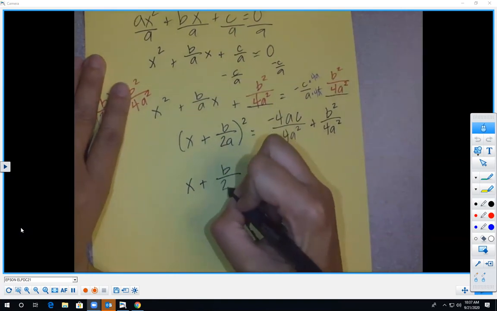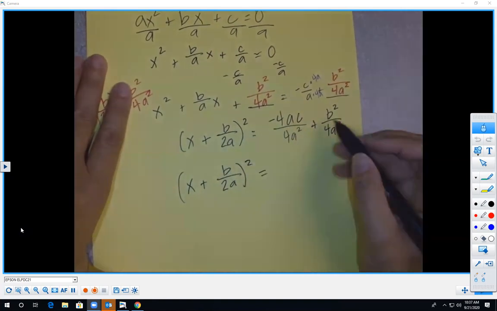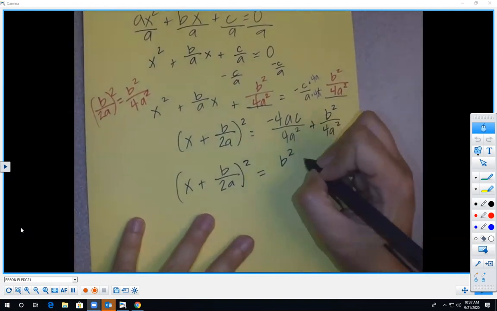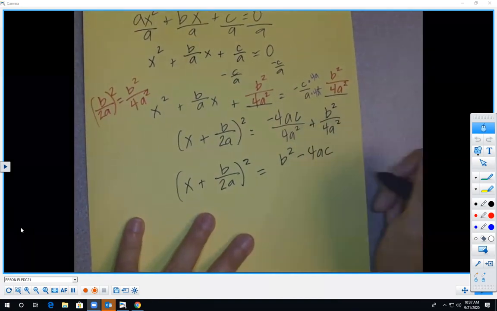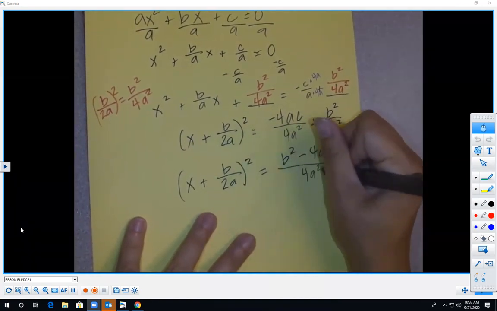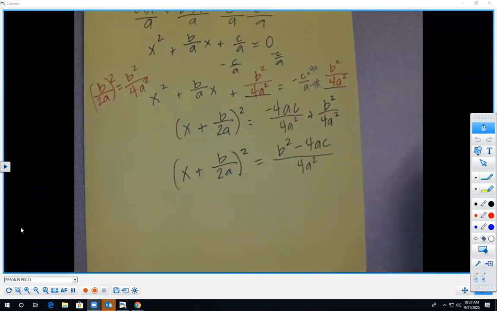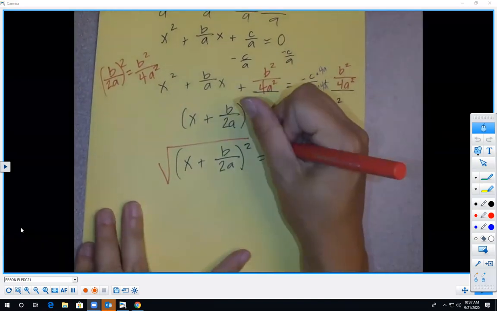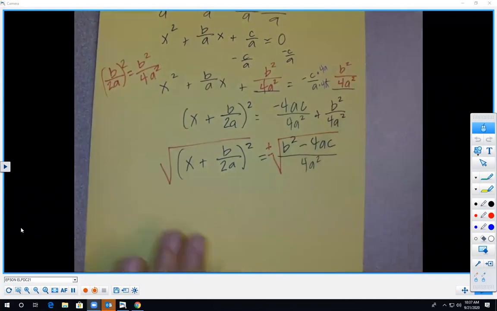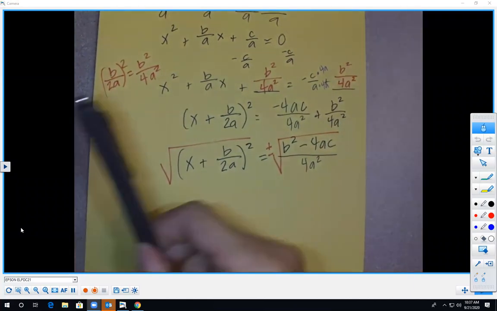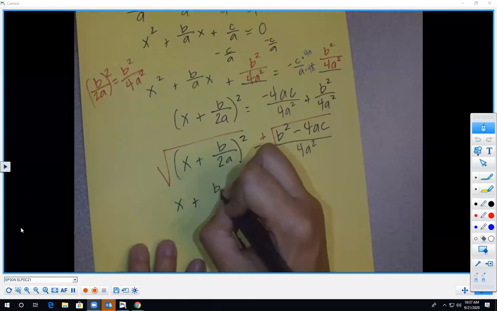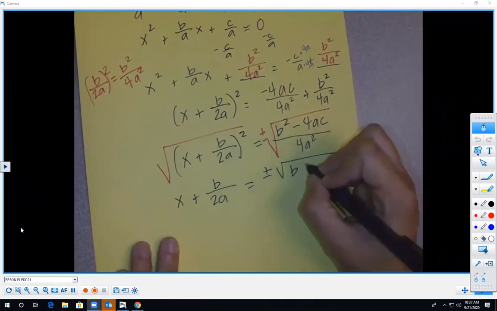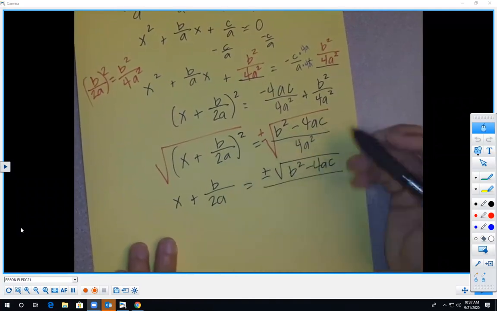x plus b over 2a all squared equals, when I add across the top, negative 4ac plus b squared, I'm going to write it as b squared minus 4ac over 4a squared, right? Now take the square root of both sides. So square root this side, plus or minus square root that side. So over here on the left-hand side, I just get x plus b over 2a equals plus or minus the square root of b squared minus 4ac all over 4a squared.